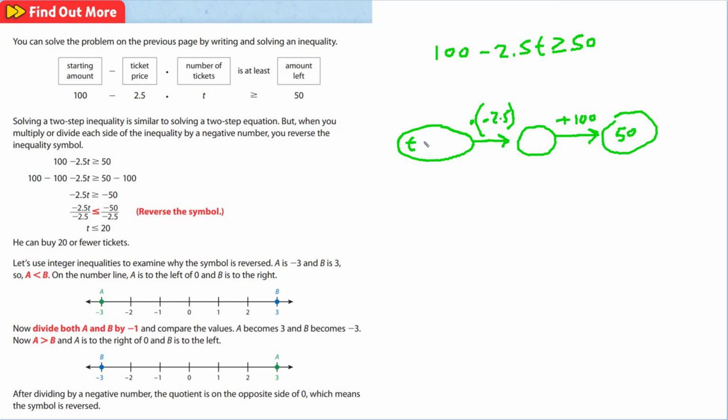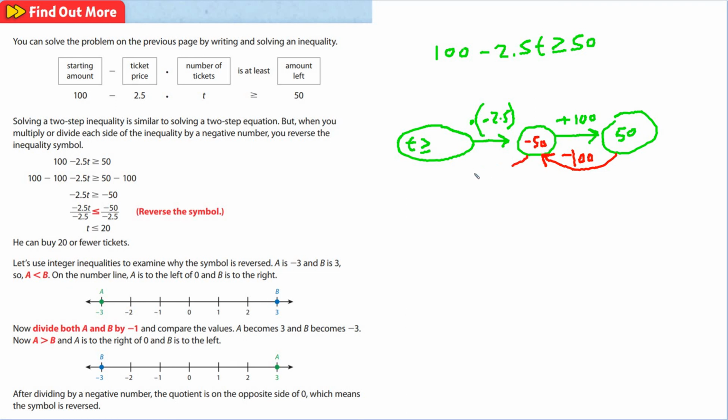Notice I didn't put an equal sign here. That's with equations. Right now what I'm going to do here is put the inequality symbol. It says greater than or equal to. So I'm going to do that here. Greater than or equal to. And now let's backtrack to solve this. 50 minus 100. Right, that's what they did here. 50 minus 100, first step. You get negative 50.